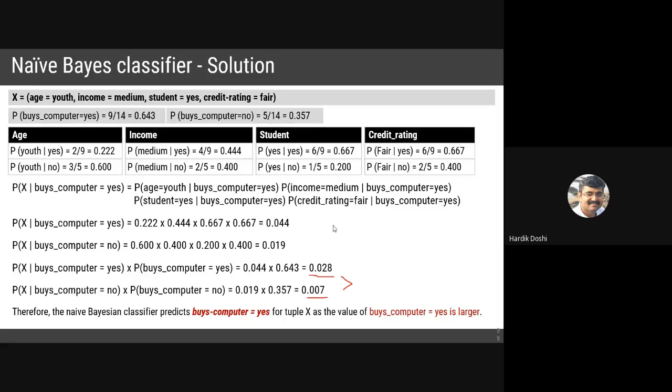Is it fine, everyone? So this is the naive Bayes. That's it. It's very simple.